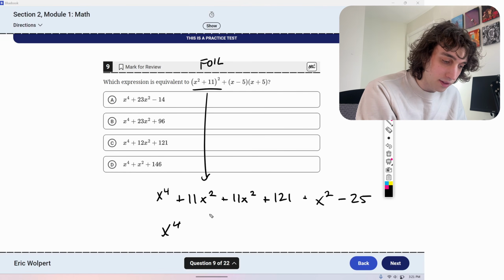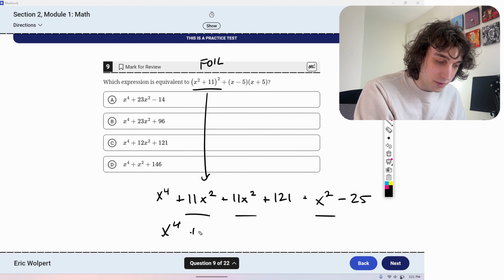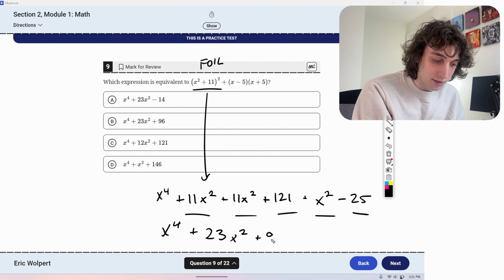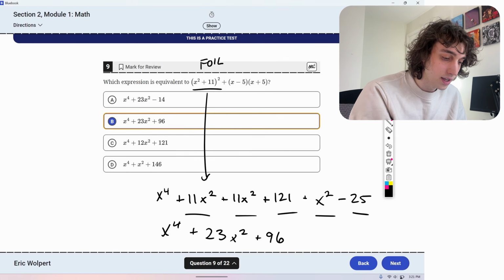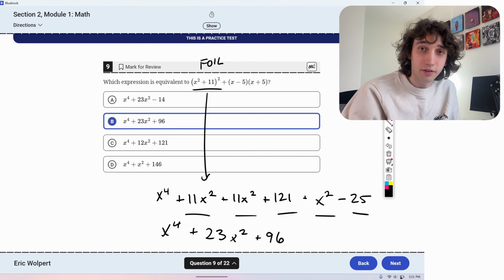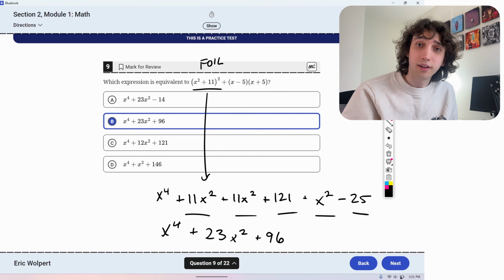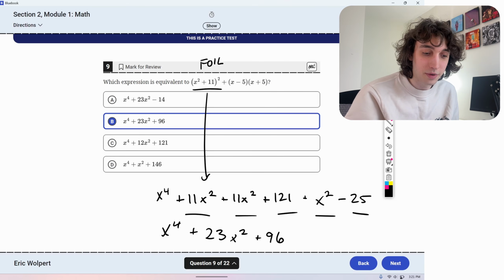So we have x to the 4th, then we have to combine all the x squareds together, we get 23x squared, and then we have to combine our constant terms together, we get 96. If you don't trust yourself to do this math in your head, use a calculator, right? Don't be afraid to use a calculator. It's better to use a calculator than to get it wrong.